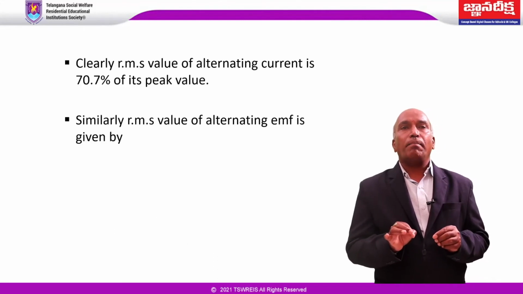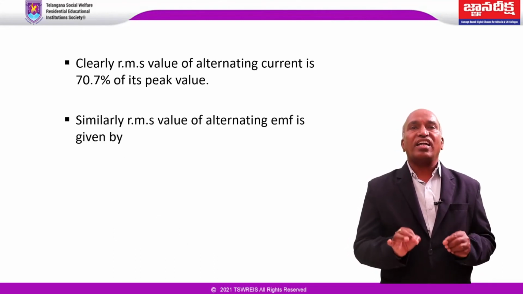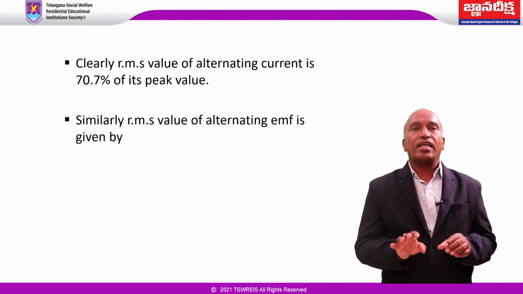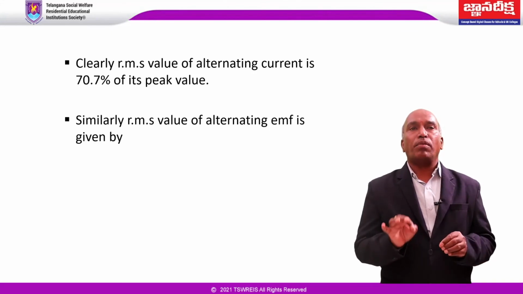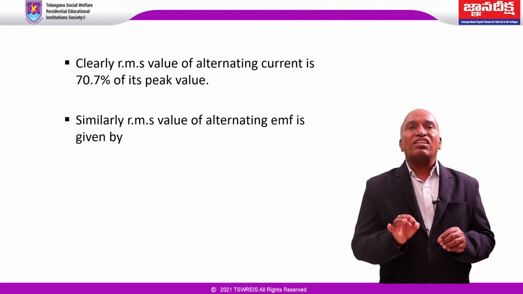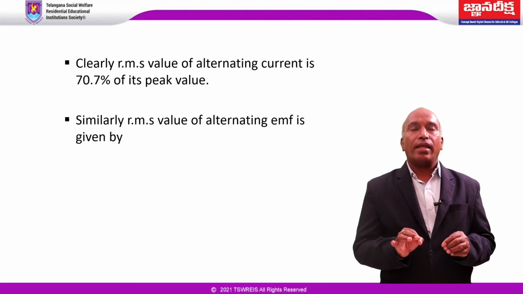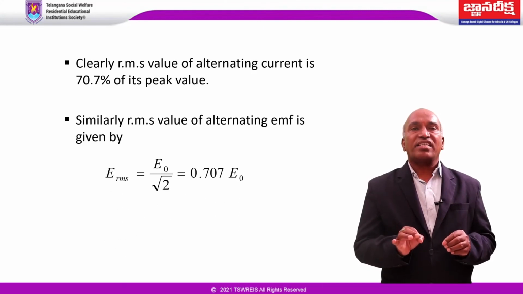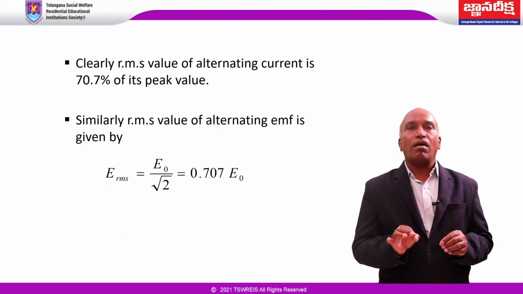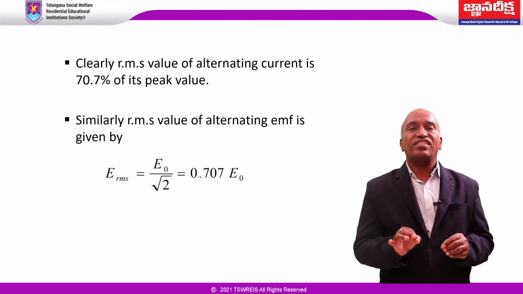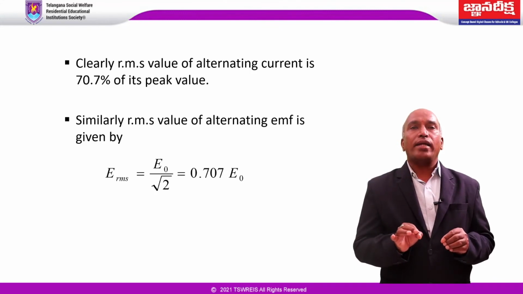Clearly, RMS value of alternating current is 70.7% of its peak value. Similarly, RMS value of alternating EMF is given by E RMS = E₀/√2, that is equal to 0.707 E₀.